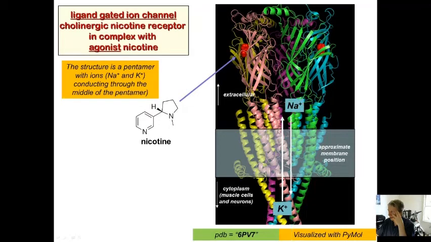It allows sodium to pretty much flow into the cell and potassium to flow out, and that has all the kind of downstream effects that cause the effects of nicotine that we're used to observing. PDB code is 6PV7. It's visualized in Pymol, and you could actually probably open this up with that tool that I gave you. It may be kind of complicated, but you can certainly give it a shot. The membrane position is roughly here. It's in the alpha helical region. Okay.